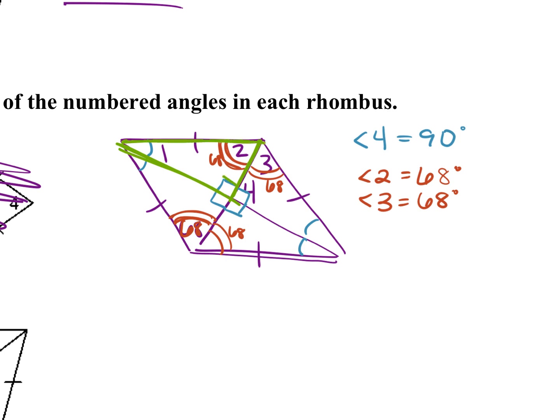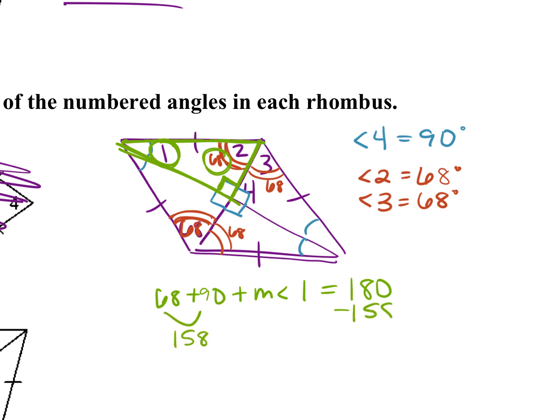Yes. You have this triangle. You have a 90, a 68, and an angle 1, right? In that triangle, 68 plus 90 plus the measure of angle 1 has to equal 180, okay? So put this together, what is that, 158? So take away 158. So what's the measure of angle 1?